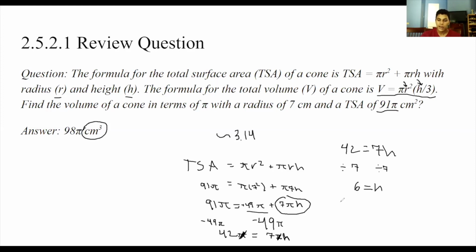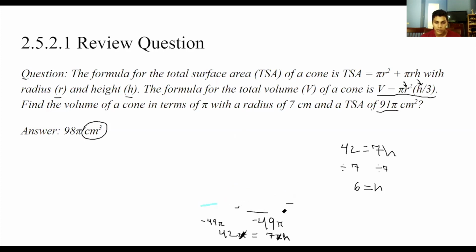Okay, so now that I know 6 is the height of this cone, I know what my radius is already, right? It's 7 centimeters. 6 centimeters is my height, and I only need to know my radius and my height in order to find volume because I'm expressing it in terms of pi. So now I have to use this height and just substitute it into my volume equation in order to solve for the volume.